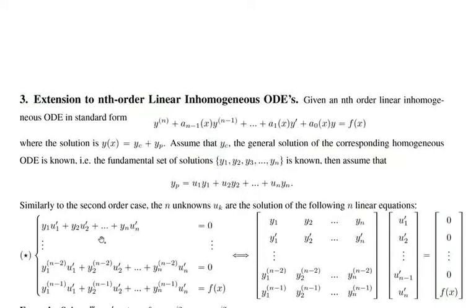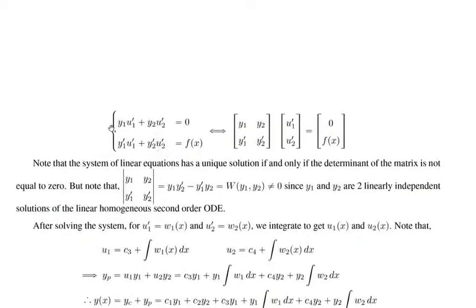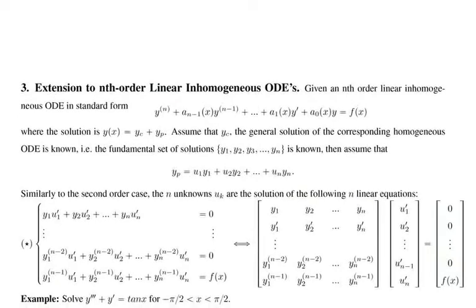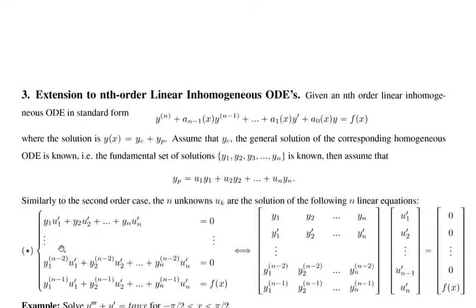It so happens that the equations are going to follow the same pattern that we noticed for the second order. Recall, for the second order, the first equation had y1, y2. The second had the derivative of y1, y2. So in here we're going to have the same pattern. So the first equation is going to be y1 times u1 prime plus y2 times u2 prime up to yn times un prime. So my unknowns are u1 prime, u2 prime up to un prime. So this is my vector of unknowns.